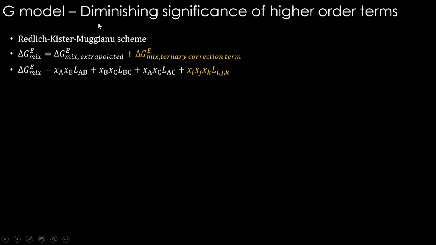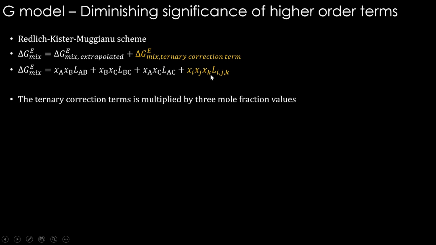Now, this is an important idea: diminishing significance of higher order terms. You see, this is the extrapolated term, and this is the correction term in the extrapolation, right? That correction term is this L_IJK, the ternary interaction parameter, multiplied by three mole fractions. This is quite important. The ternary correction term is multiplied by three mole fraction values. For example, if xi, xj, xk are 0.2, 0.3 and 0.5, multiply all three, you get 0.03. Think about it.